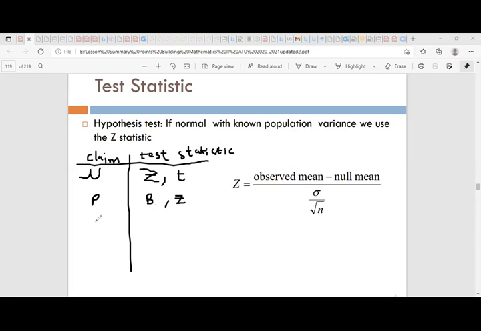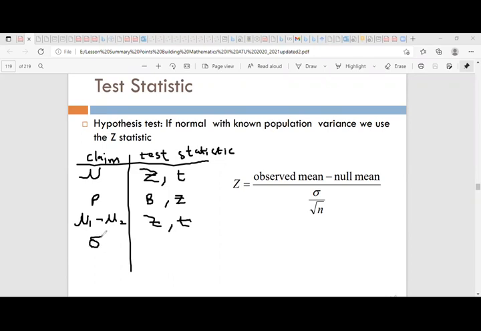Then we can also test for differences. Somebody says there is a difference between this and that, for example drug type A or fertilizer A and fertilizer B produce different yields. If you want to test for differences, which will be mean 1 minus mean 2, we can use Z or we can use T. Then we want to test for variation.